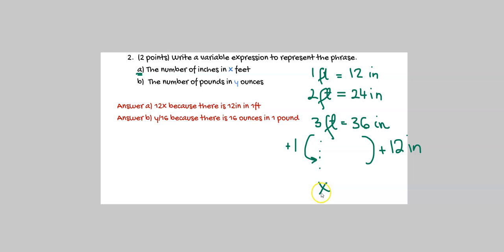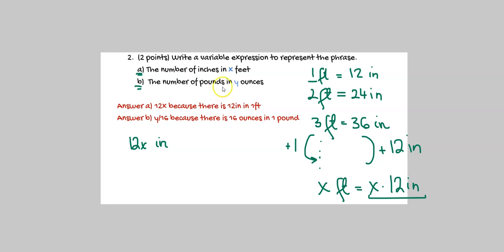Now, if we have x feet here, we will have x groups of 12 inches. So this is going to be the expression in inches. It is like 1 foot represents one group of 12 inches. Now, if we have x groups, then we will have 12x inches. All right.